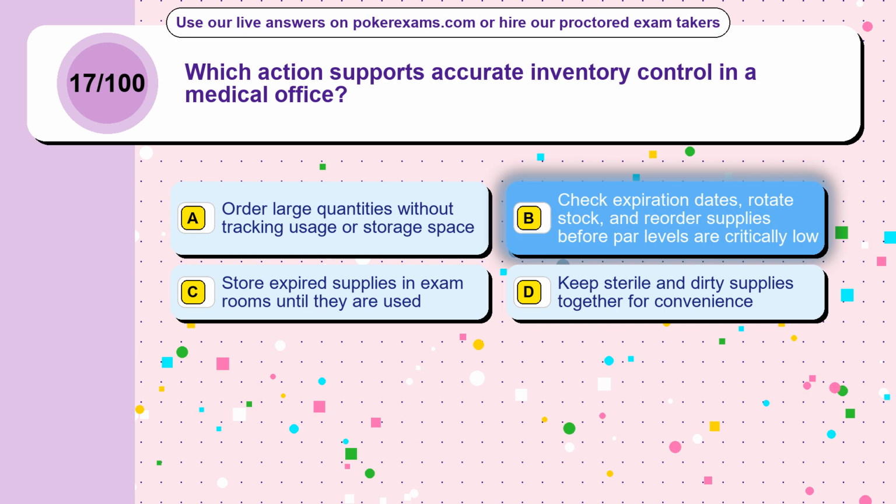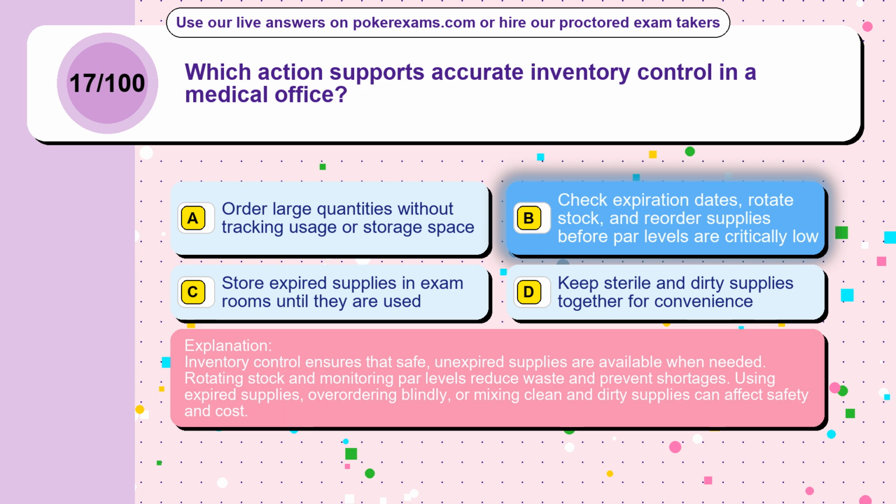The correct answer is option B, check expiration dates, rotate stock, and reorder supplies before par levels are critically low. Inventory control ensures that safe, unexpired supplies are available when needed. Rotating stock and monitoring par levels reduce waste and prevent shortages. Using expired supplies, overordering blindly, or mixing clean and dirty supplies can affect safety and cost.